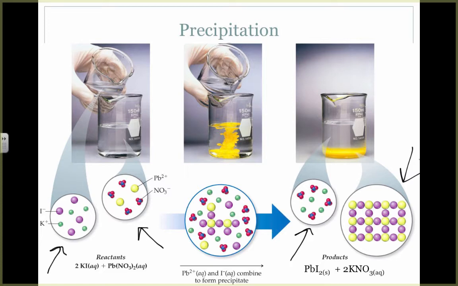Notice also here that we had to consider the charges on each of our ions when creating our products. Since potassium has a positive 1 charge and nitrate has a negative 1 charge, they combine in a 1-to-1 ratio. On the other hand, lead has a 2+ charge and iodide has a 1- charge, giving us a 1-to-2 ratio, or PbI2.